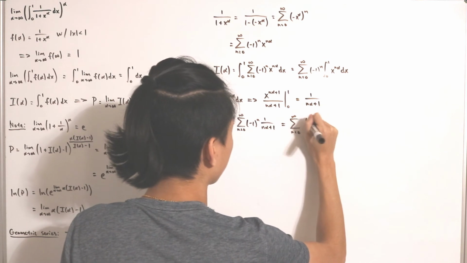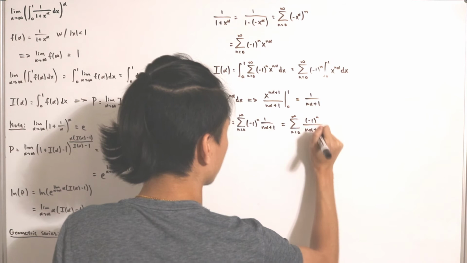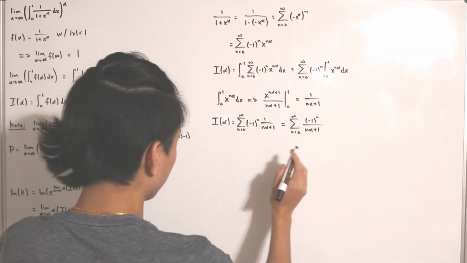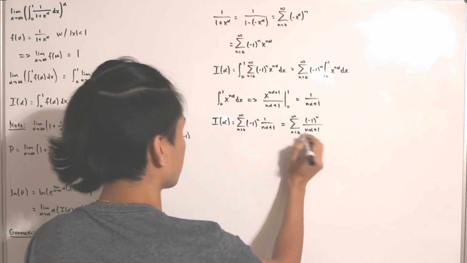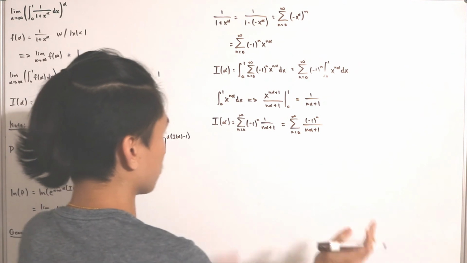And then we have (-1)^n divided by (n alpha + 1). Now what I can do is rewrite the index. Let's change the index to start at 1, but I have to evaluate the n = 0 term separately if I want to preserve equality.